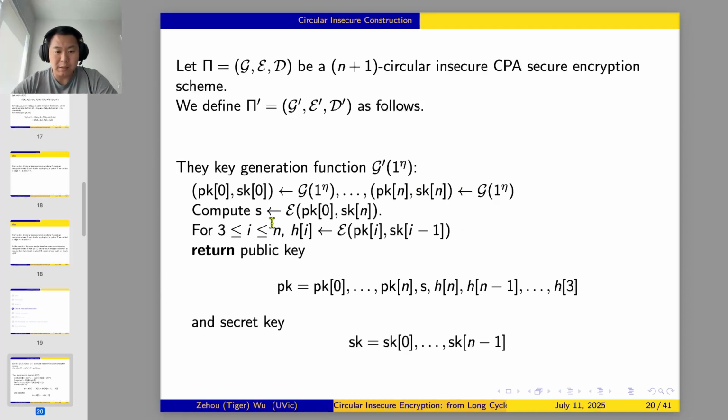And then it computes s, which is skn encrypted under pk0. Then for i larger or equal to 3 and less or equal to n, it creates hi, which is ski minus 1 encrypted under pki. Now it returns the public key pk0 up to pkn, followed by s, followed by hn, all the way down to h3. And the secret key contains sk0 all the way up to skn-1. You may notice that skn is never returned as part of the secret key, but it is encrypted in s, which is in the public key, and it is encrypted under pk0.